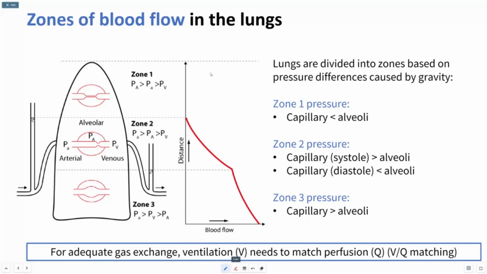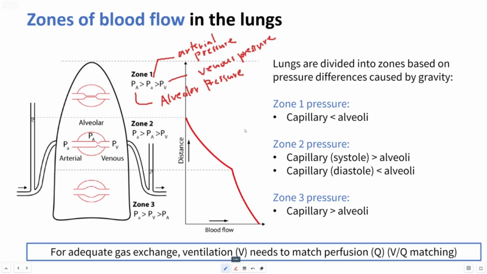Zones of blood flow in the lung. P with the uppercase letter A means the alveolar pressure. P with the lowercase a means the arterial pressure. And P with the uppercase V means the venous pressure. So the lungs are divided into zones based on the pressure differences caused by gravity.